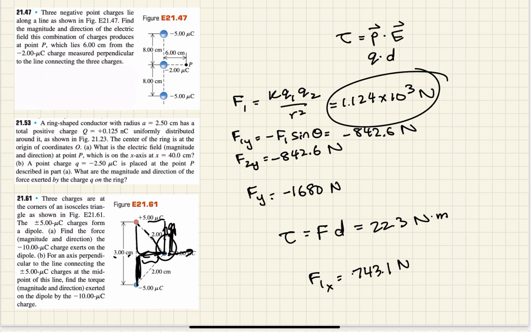What direction will it be? Well, like I said, this one will be repelled away. This one will be attracted towards, and so that is a total of a clockwise rotation. So that's your answer: 22.3 Newton meters clockwise.